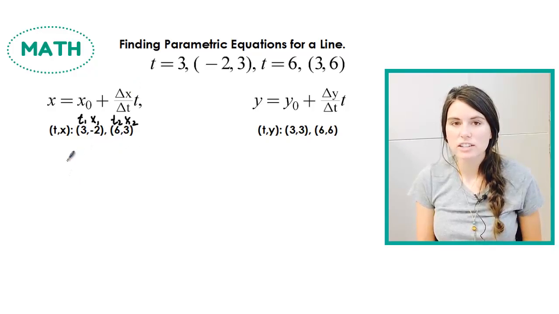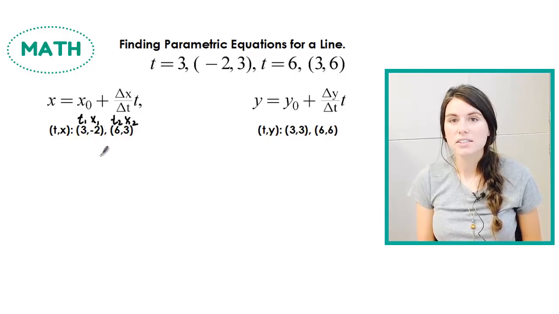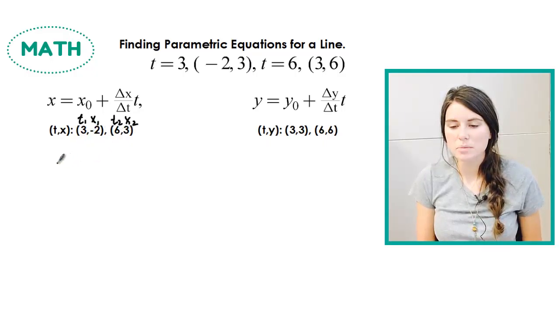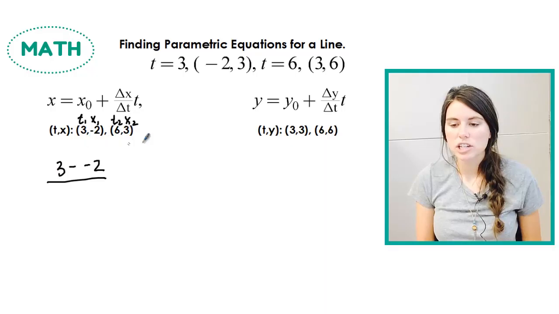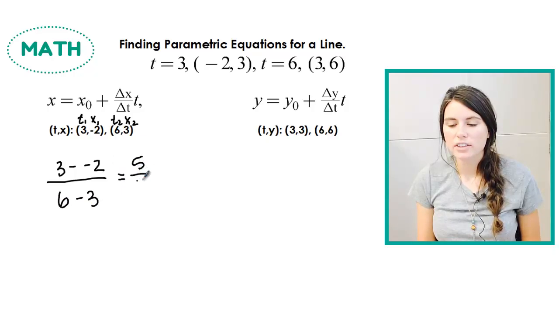So to find our rate of change is just like when you've done slope in the past, except you have x's and t's instead of y's and x's. So x goes on top, so it's going to be 3 minus negative 2 on top. So that's going to be our change in x. And then we're going to do our change in t on the bottom, so 6 minus 3. And so that's going to give us 5/3 as this portion right here, our change in x over change in t. So far we have x equals initial x plus 5/3 t.